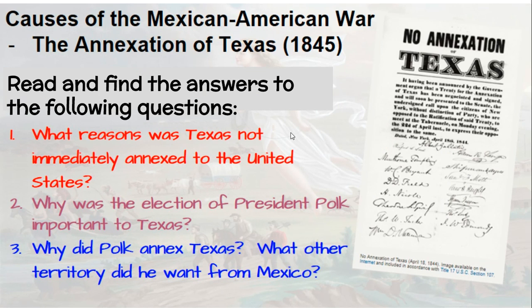Some of the causes here, some of the questions that we'll answer, we're going to use the reading resource that you have on the Mexican-American War. You can either read along on the screen or you can use that paper resource if you want to pause the video. Some information that you're looking for: what reasons was Texas not immediately annexed to the U.S.? Why was the election of President Polk important to Texas? And then why did Polk annex Texas? What other territory did he want from Mexico?